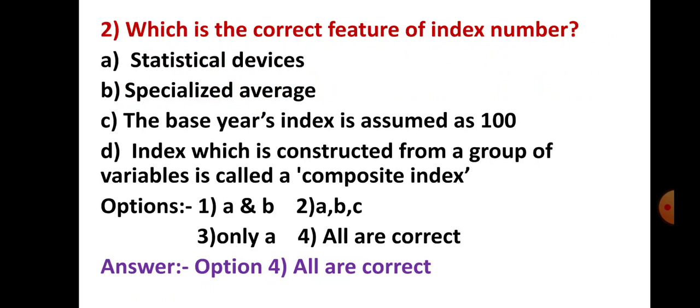Now let us see the next example: which is the correct feature of index number? Here 4 options are given in the form of A, B, C, D. Now let us see these features. A, statistical devices, that is a correct feature. B, specialized average, that is also a correct feature. C, the base year's index is assumed as 100, that is also a correct feature of index number. D, index which is constructed from a group of variables is called a composite index, that is also a correct feature.